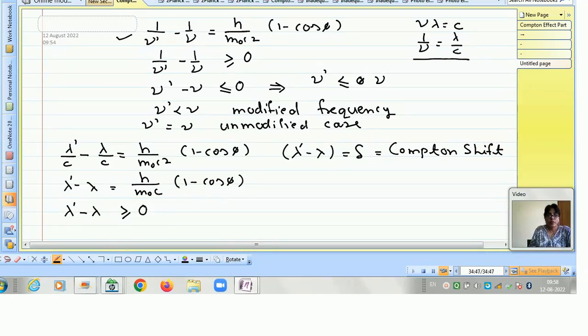Now let us calculate the value of Compton shift. It depends on the scattering angle. We can see easily that it depends on the scattering angle. Phi is termed as the scattering angle. So what will be the value of delta? Let us find out with the value of phi.